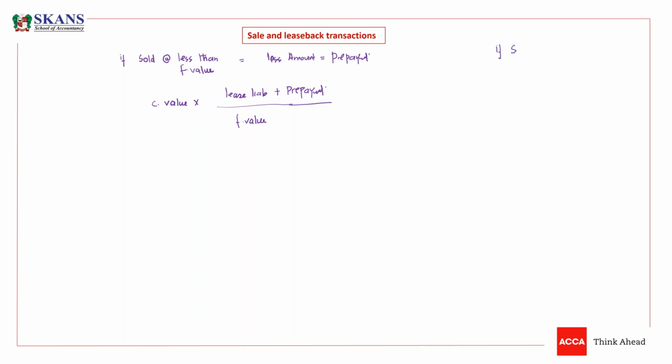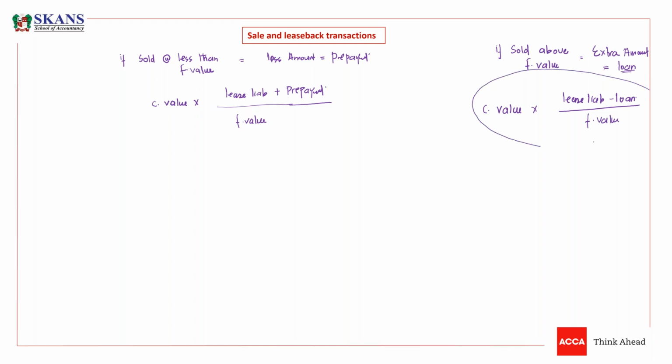If sold above fair value, then the extra amount is a loan. Extra finance, extra loan. Then the formula would be carrying value multiplied by lease liability. And in this lease liability, we have some extra loan, so we need to deduct this loan amount and divide it by, again, fair value. What does it mean, sir?